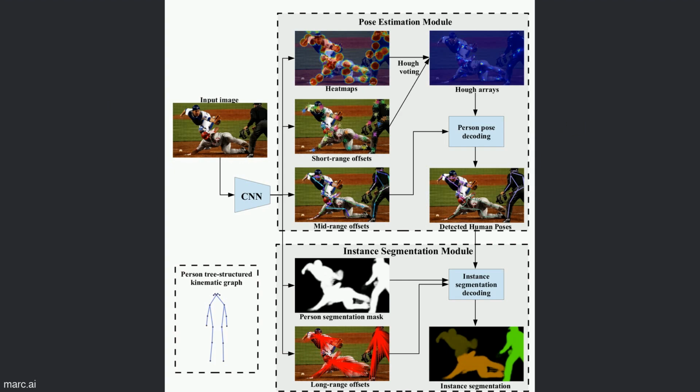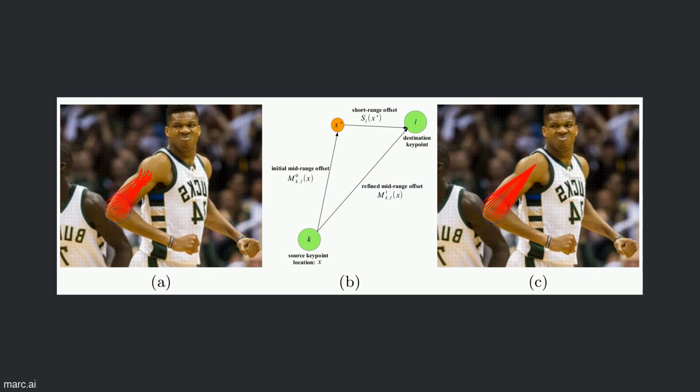Fig. 1. Our PersonLab system consists of a CNN model that predicts 1. Keypoint heat maps, 2. Short-range offsets, 3. Mid-range pairwise offsets, 4. Person segmentation maps, and 5. Long-range offsets. The first 3 predictions are used by the pose estimation module in order to detect human poses, while the latter 2, along with the human pose detections, are used by the instance segmentation module in order to predict person instance segmentation masks. Fig. 2. Mid-range offsets. A. Initial mid-range offsets that, starting around the right elbow keypoint, point towards the right shoulder keypoint. B. Mid-range offset refinement using the short-range offsets. C. Mid-range offsets after refinements.